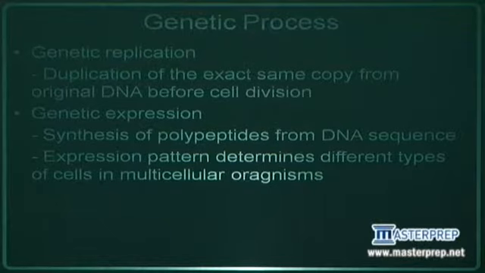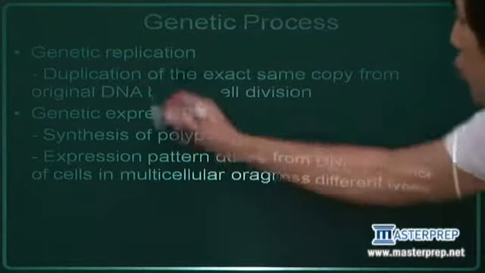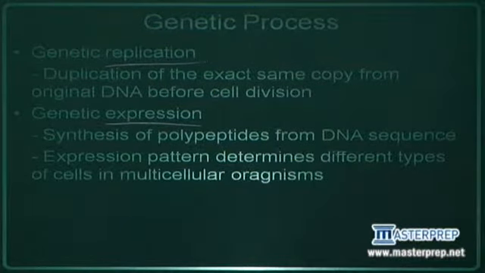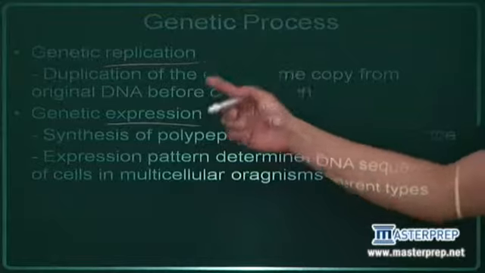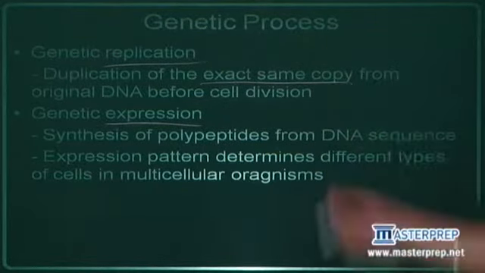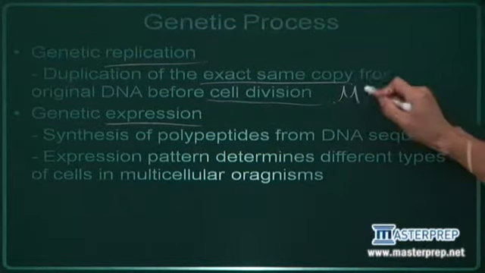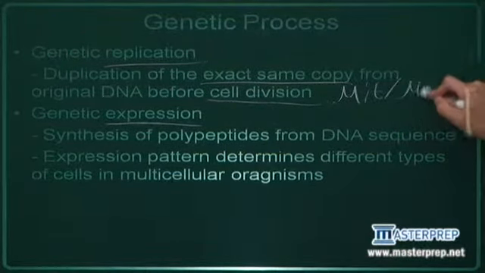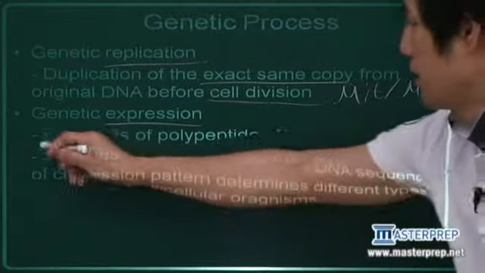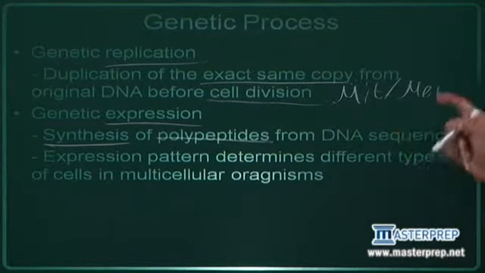Okay, so for the genetic processes, we can have 2 different things, right? For the DNA, we can duplicate or replicate it, or we can express it. When you say a gene is replicated or duplicated, you just make an exact same copy, and that only occurs before cell division, either mitosis or meiosis. And for genetic expression, you synthesize polypeptides or proteins using this DNA information.